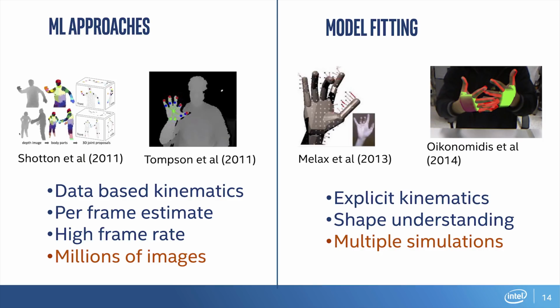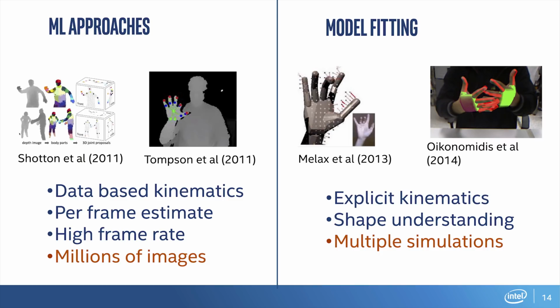So really, there have been two main techniques used for hand tracking. The first is machine learning, and also body tracking. Using data, you can train things like randomized decision forests to identify the parts of the body or the parts of the hand. And these can provide a per-frame estimate of the position of the joints. They offer a great frame rate, but often require millions of images to be able to capture all of the variety of the hand or the body.